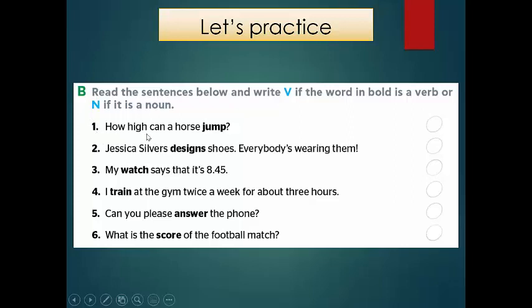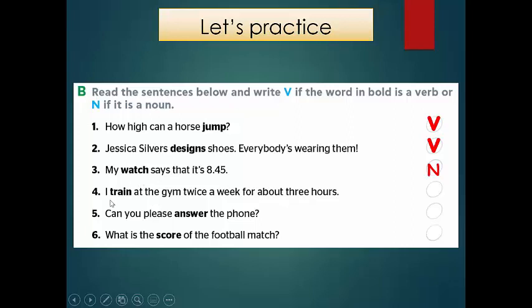Number one, how high can a horse jump? How high can a horse jump? Jump here. Is it a verb or a noun? So it is a verb. Jessica Silvers designs shoes. Everybody is wearing them. Designs, is it a verb? Yes, it is. My watch says that it's 8:45. Watch. Is it a verb? No, here it's a noun.